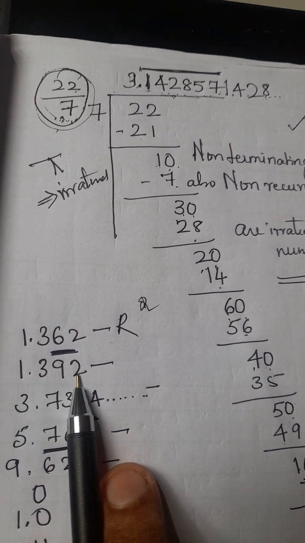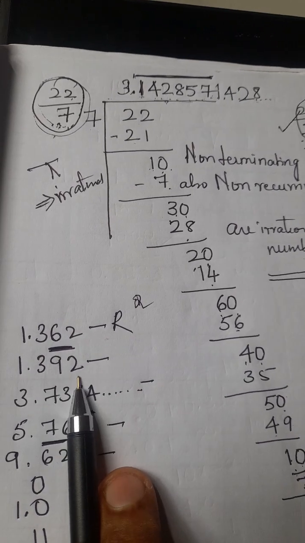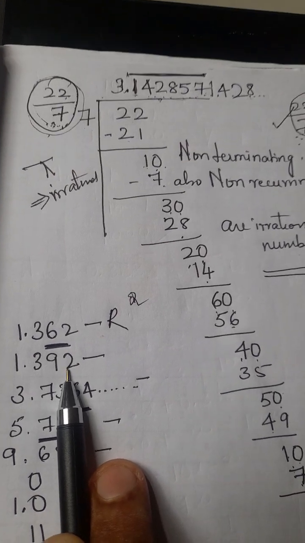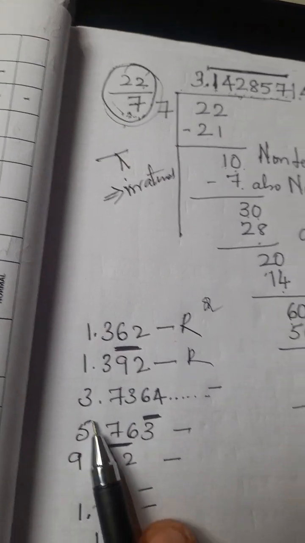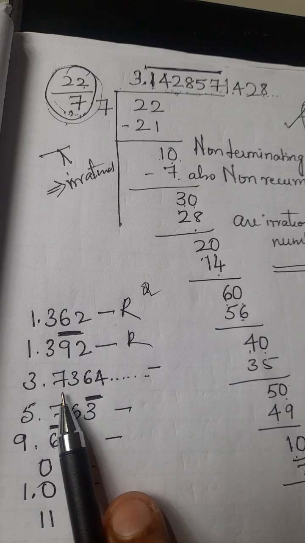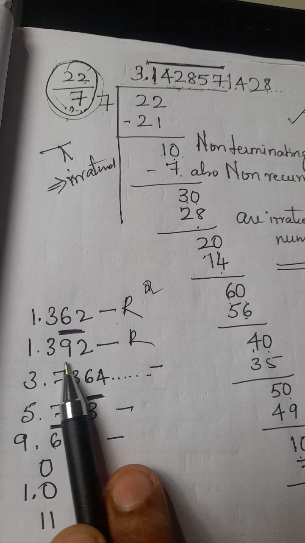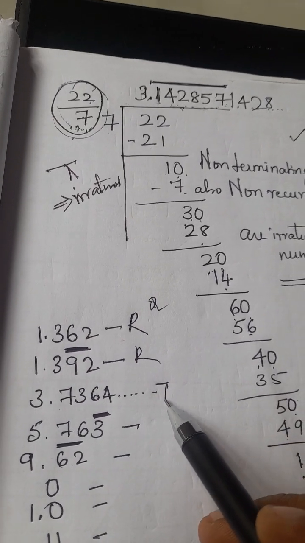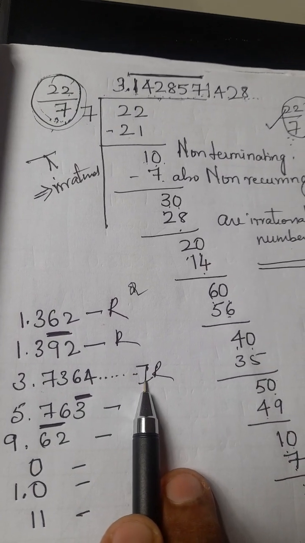Now 1.392, which has a bar on 92. Since these two digits are recurring, the ending two digits are non-terminating, but there is a recurring of digits. So again it qualifies to be a rational number. Now the next number, 3.7364 dot dot dot. This number has not terminated and it is not even recurring, because there is no bar on it. So it qualifies to be an irrational number. I'm just writing it as IR.